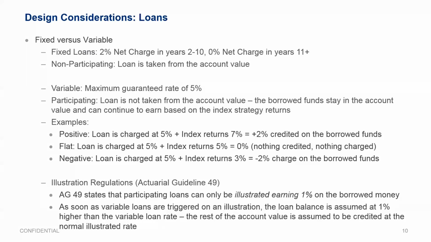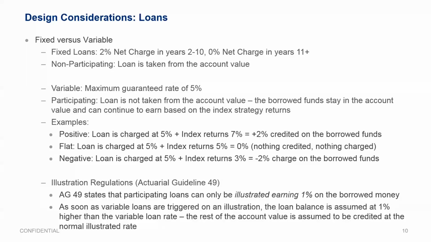The NAIC dictates illustration regulations, and one of them is AG 49 that says when I'm illustrating a variable loan, as soon as I turn on those loans, those borrowed funds are only assumed to be credited 1% higher than the rest of my account value. So that $10,000 that I took out in year 20 is now being assumed on the illustration to earn 6%. The rest of my bucket of money, the non-borrowed money, would still be assumed at the normal illustrated rate, but I have a 1% difference.